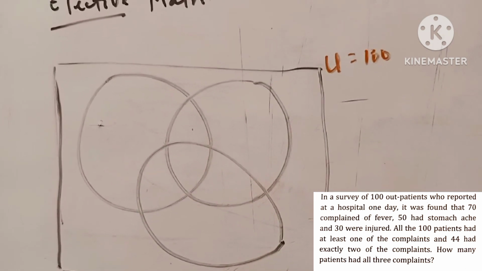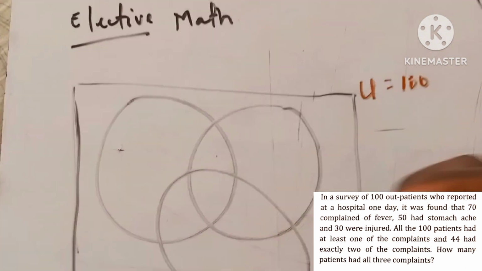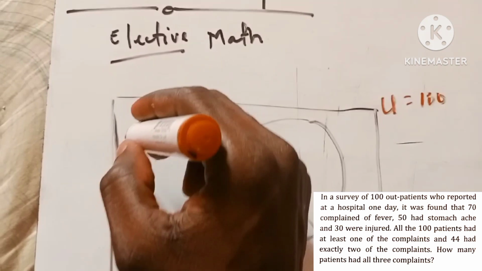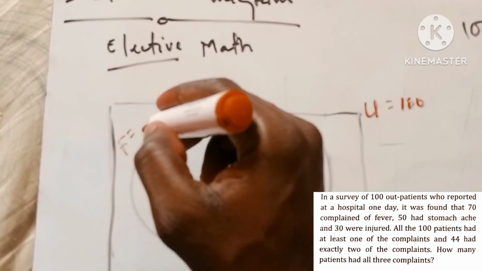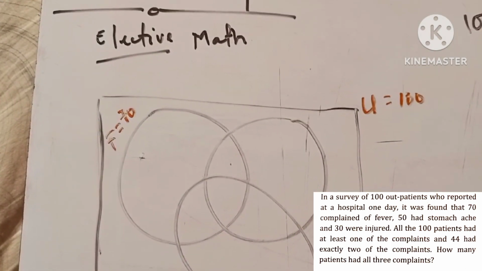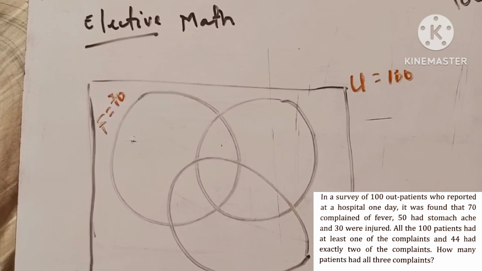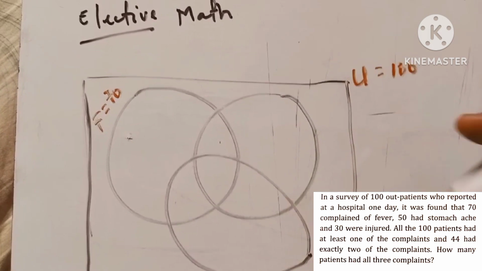So it was found out 70 complain of what? Fever. So what we use there is just the initial letters of anything that you are dealing with. So that is the F here. F for the first set here is equal to how many people? 70, right? So 70 people complain of fever. And then we also have what? 50 had stomach issues, right? So 50 had a stomach issue.